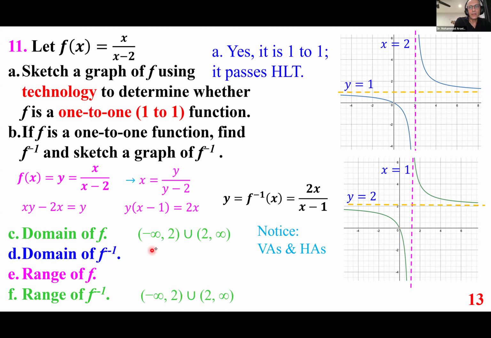What about domain of f inverse? Here's the f inverse. All real numbers except x can't be 1. X minus 1 equal to 0. X becomes 1, and that must be excluded. So from negative infinity to 1, union 1 to infinity is the domain of the inverse function, which is the range of f: minus infinity to 1, union 1 to infinity.